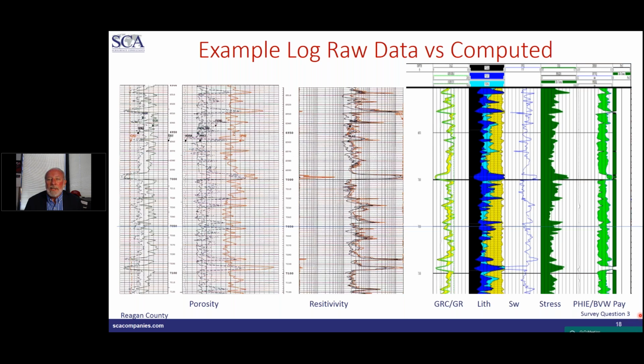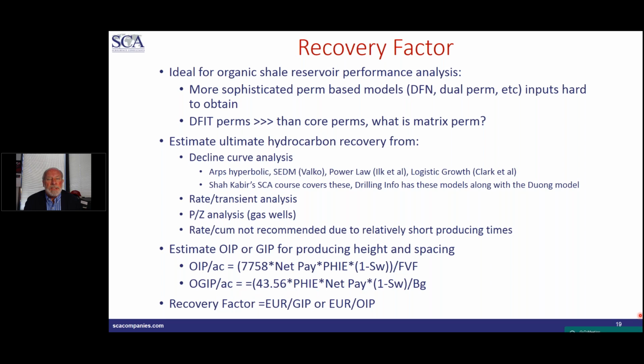Okay. I guess we already got the results from the survey on this, and it sounds like most people are using ARPs on this. But recovery factor is the next step. What do we do with the oil in place numbers? What's the next thing? Well, try to go look at what the recovery factor is. How much of that oil in place did you get out with certain assumptions that are made?